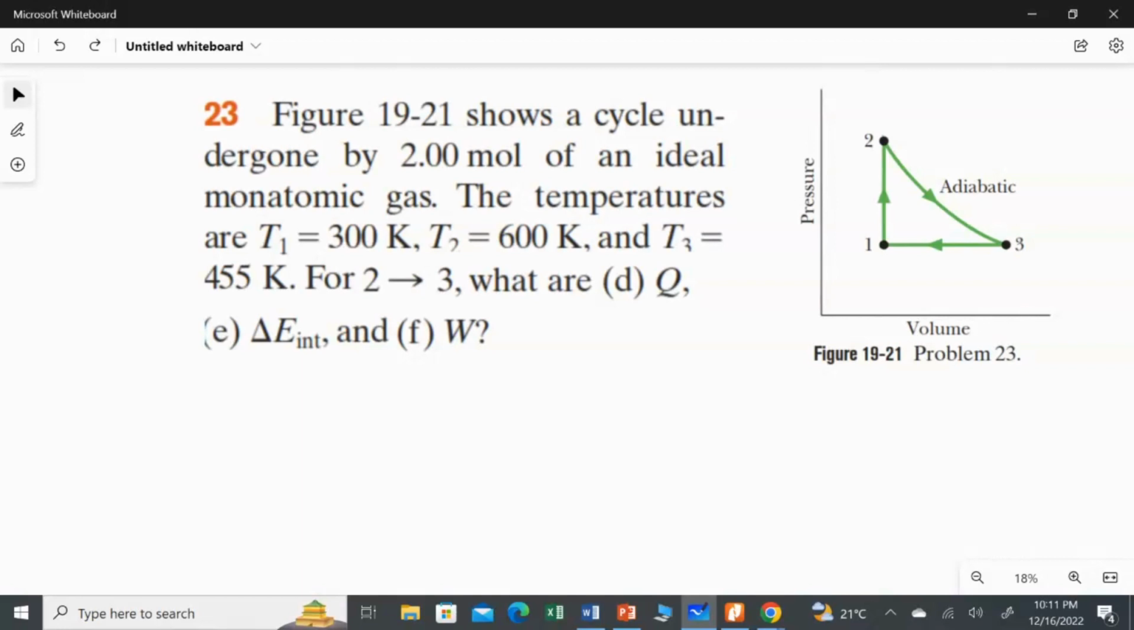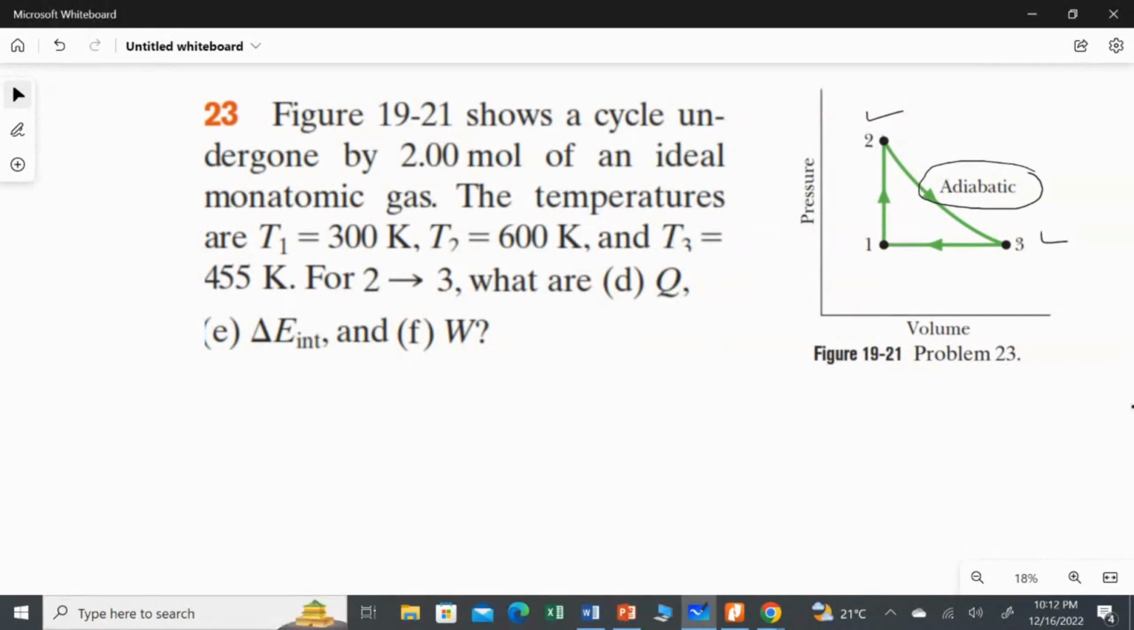And here we are going to consider the state from 2 to 3, and for this state 2 to 3 we are going to find what is the heat energy transferred and what is the change in internal energy of the gas and what is the work done by the gas. So here you have to see the figure. We are going to solve the question for the state 2 to 3, and in the figure they clearly mention the state 2 to 3 is an adiabatic process.